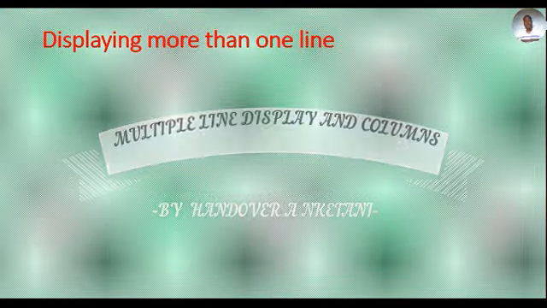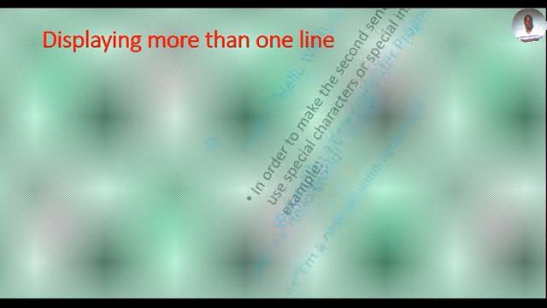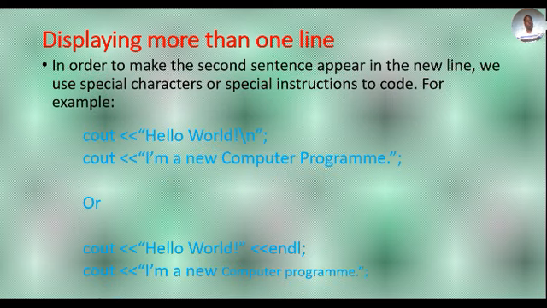Welcome to C++ programming. Today we'll be looking at multiple line display, as we also look at displaying columns of output using, like when you are working with Word, the tab key. Here we are going to see how we are going to sort out that puzzle. Without wasting much time, we'll go into the details.